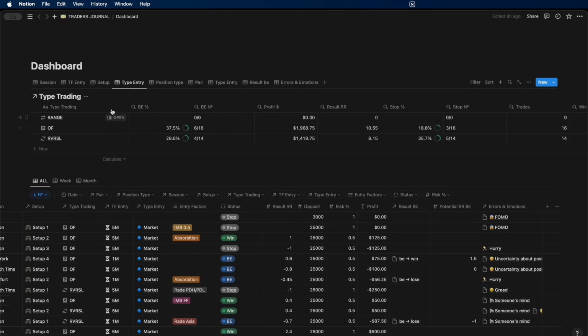We also have analytics on the type of position. Where do I trade better? What am I doing better? What am I doing worse? My goal is just to keep what I'm doing better and take out what I'm doing worse.